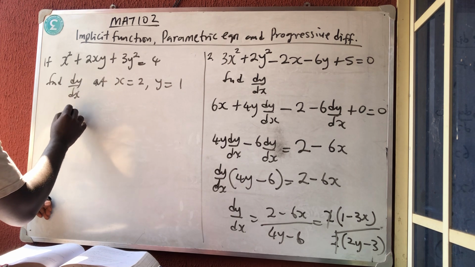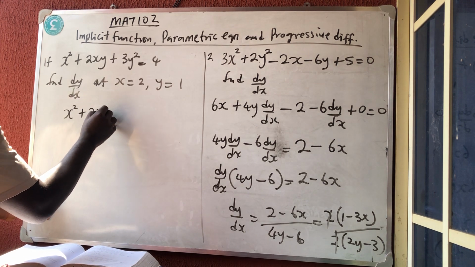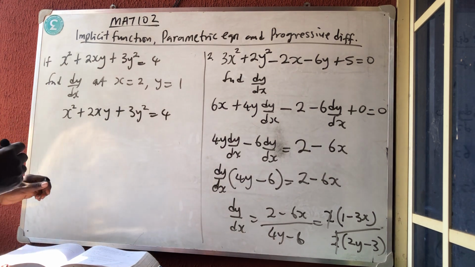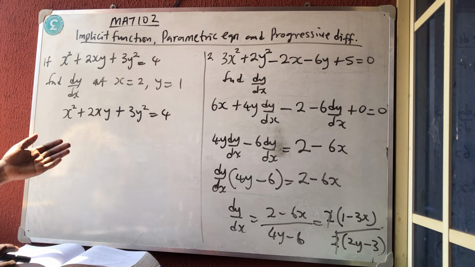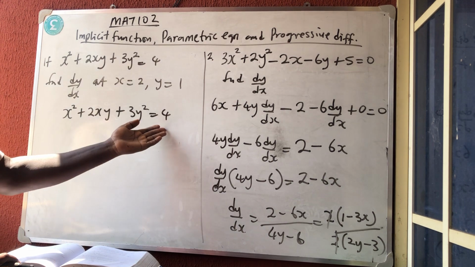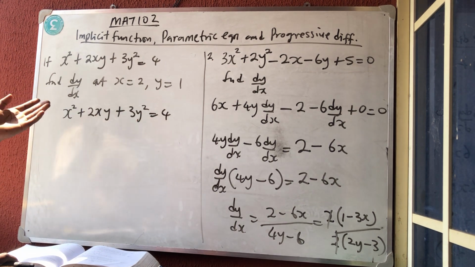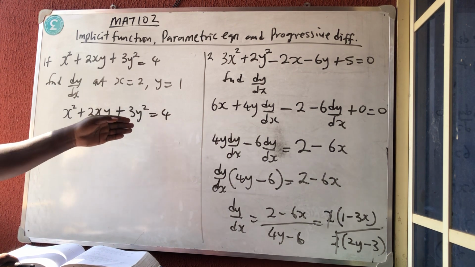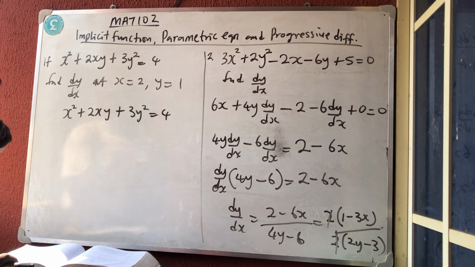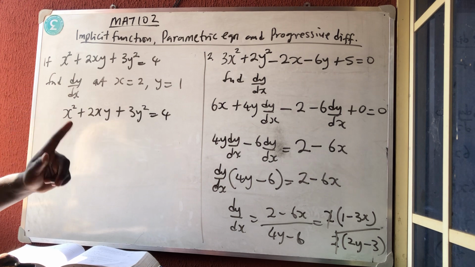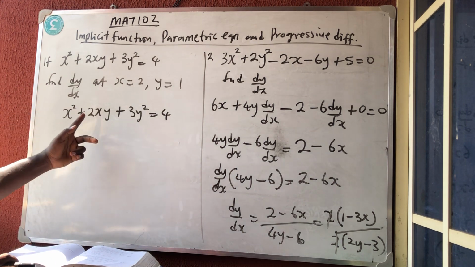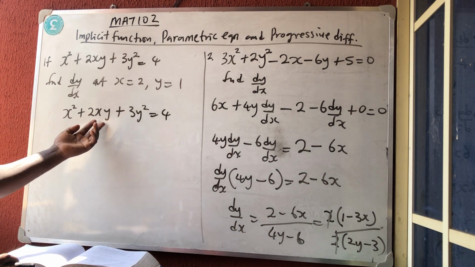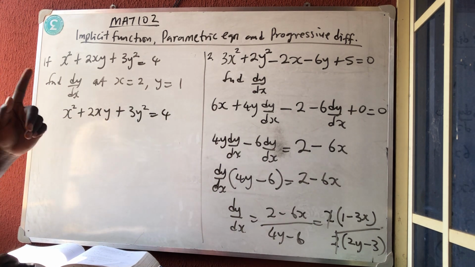I'm having x squared plus 2xy plus 3y squared is equal to 4. Please remember in implicit differentiation, they always write it in the form of an equation. That is how you know that it is implicit. And anywhere you differentiate y, you must put dy/dx. Now, anywhere you have x and y together, it is product rule, because it's a product of two things together. So you apply the product rule there.